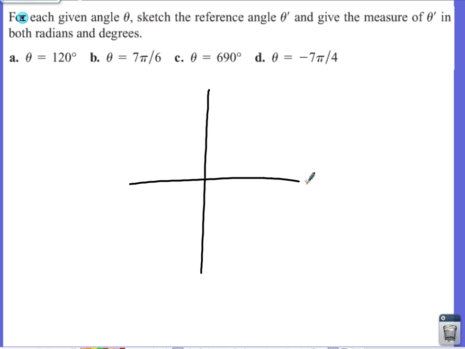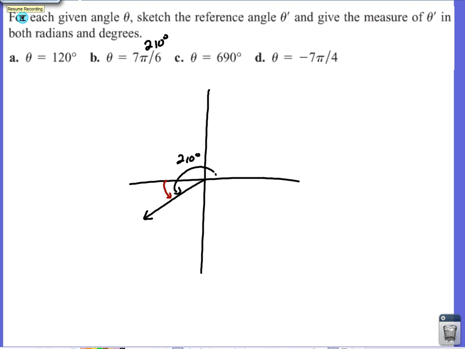So here's what I do. Pi over 6 is how many degrees? 30, right? 180 divided by 6 is 30. If I have 7 30s, I believe that would be 210 degrees. So I've got 90, 180, 270, so 210 somewhere down here. I need the reference angle, which will be here. I'll give you a second to try that one.